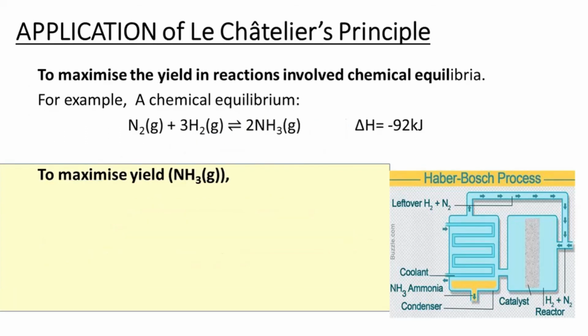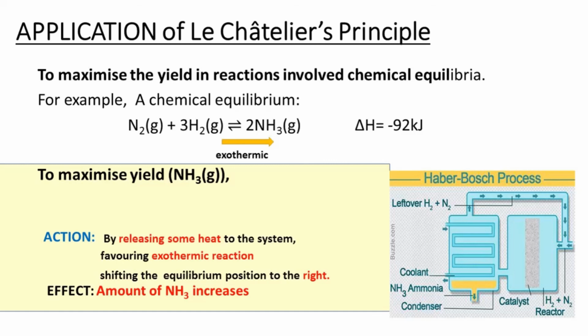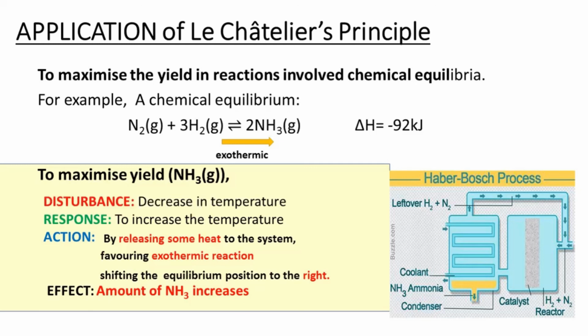Manufacturers can also maximize the yield of ammonia by changing the temperature. Again, to increase the amount of ammonia, the equilibrium position must shift to the right. This means that the system must favor the exothermic reaction, releasing heat to the system to increase the temperature. Hence, the initial equilibrium system must have been disturbed by lowering the temperature.